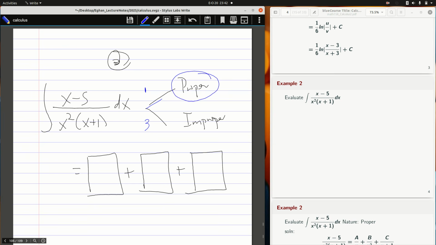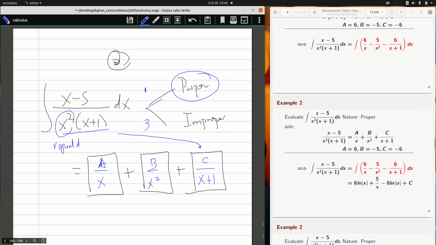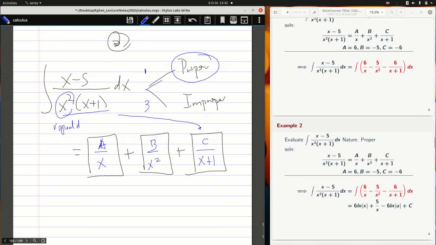Let me check the denominator here. I can have 1 over x. This part here is a repeated linear factor. So A over x, B over x squared. I'm done with it. And I can take the last part as C over x plus 1. If I find the unknowns here for the partial fractions, A is equal to 6, B is equal to -5, and C is equal to -6. Again, if you've forgotten partial fractions, don't worry.